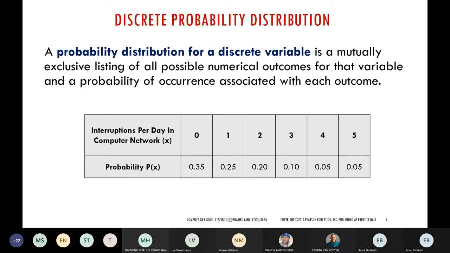The table you are looking at right now has your X values, which are my number of outcomes for a particular day, for X number of days. And this table shows us the interruptions per day in a computer network.